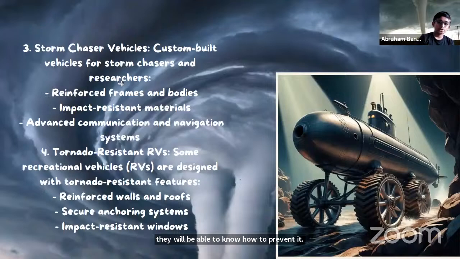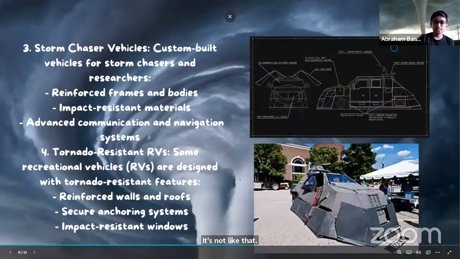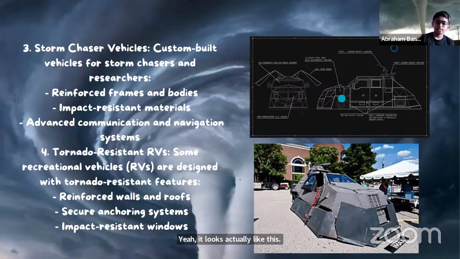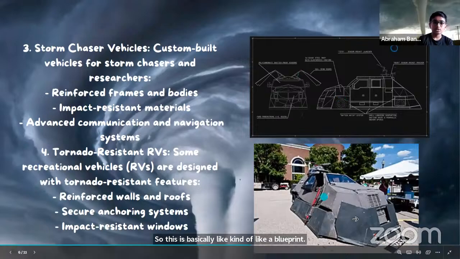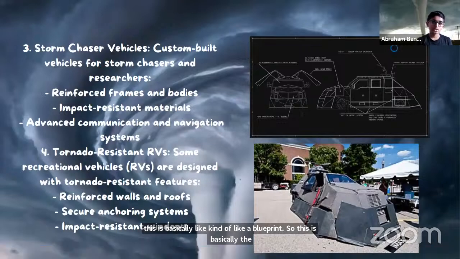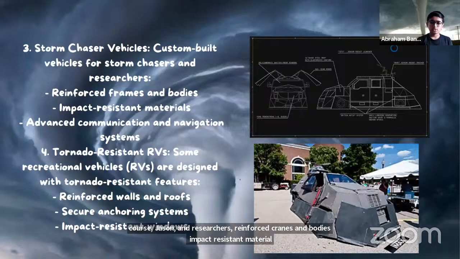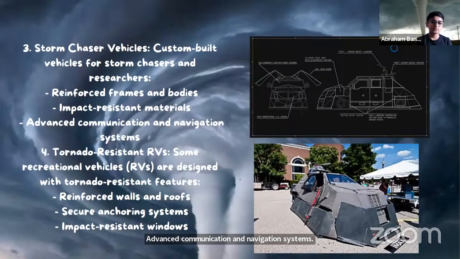Just to clarify, the vehicle definitely doesn't look like a submarine with wheels. It's not like that. It actually looks like this. This is basically like a blueprint, and this is the vehicle. Storm chaser vehicles are custom built for storm chasers and researchers, with reinforced frames and bodies, impact resistant material, and advanced communication and navigation systems. So this vehicle, even if it goes into a tornado, nothing will happen.